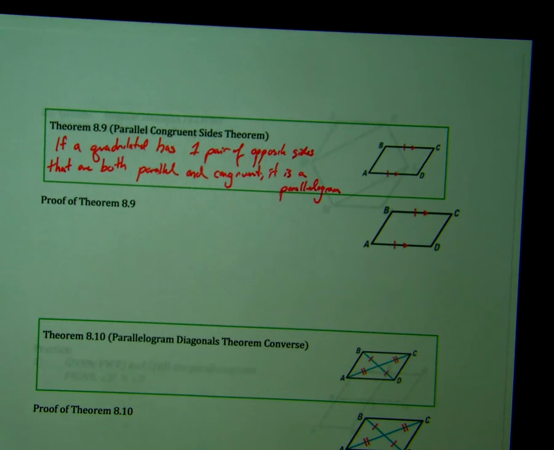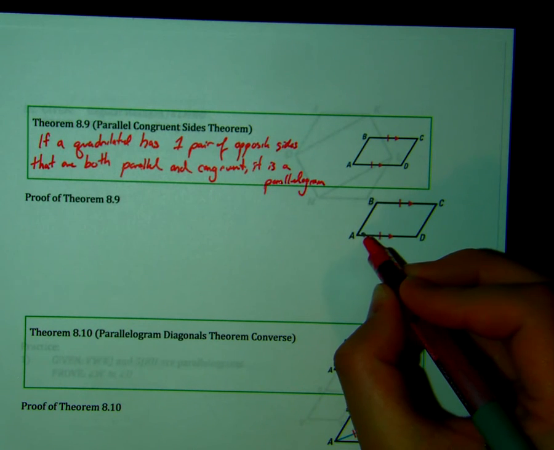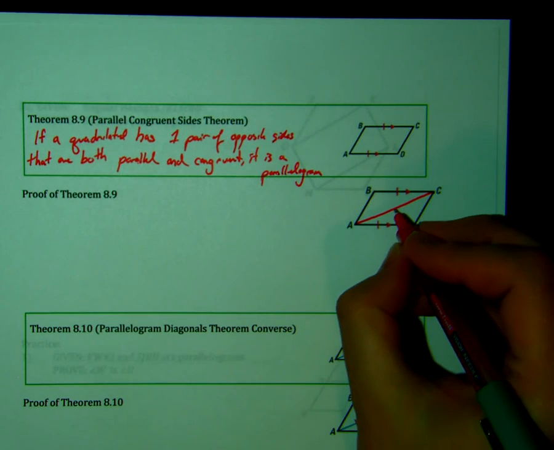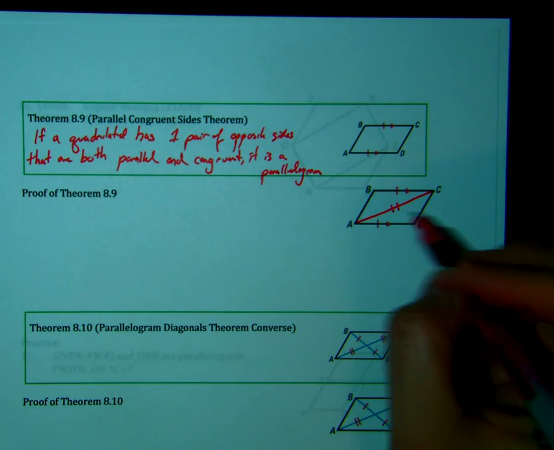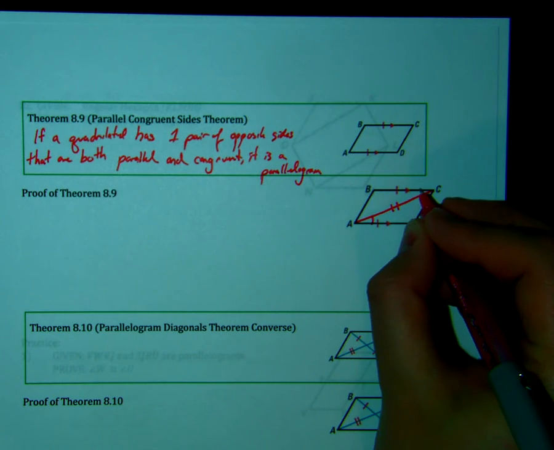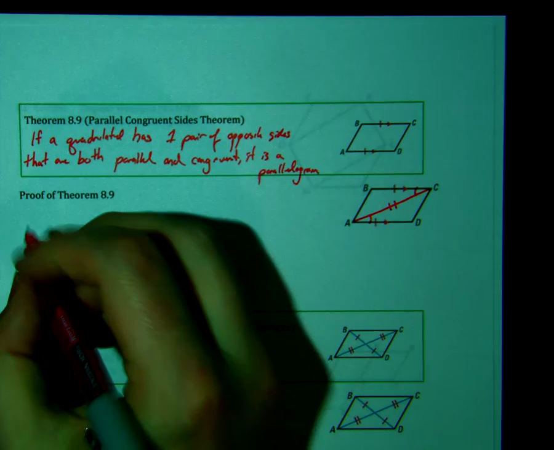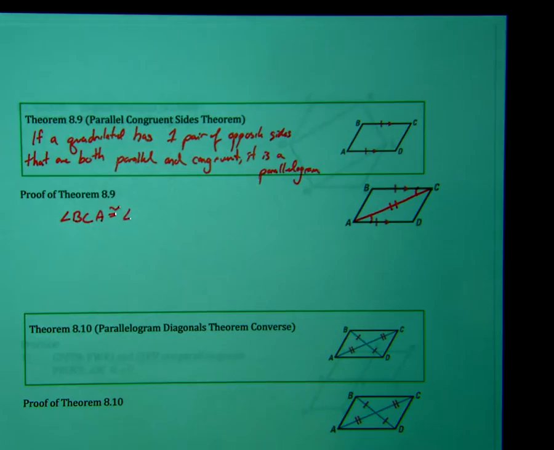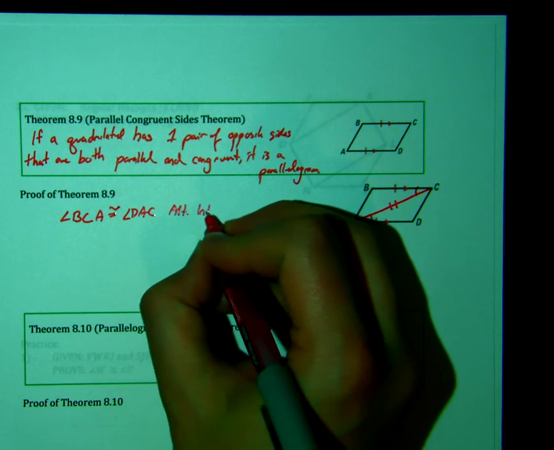So for this proof we're actually going to use a previous theorem as well. I'm going to do kind of the same trick as before, where I'm just going to draw in a diagonal. So we know this diagonal is congruent to itself by the reflexive property. And because in this case we're being given this one pair of parallel sides, I want to draw in this diagonal because now I have that pair of congruent angles. Okay, because these are alternate interior angles. So angle BCA is congruent to angle DAC by the alternate interior angle theorem.